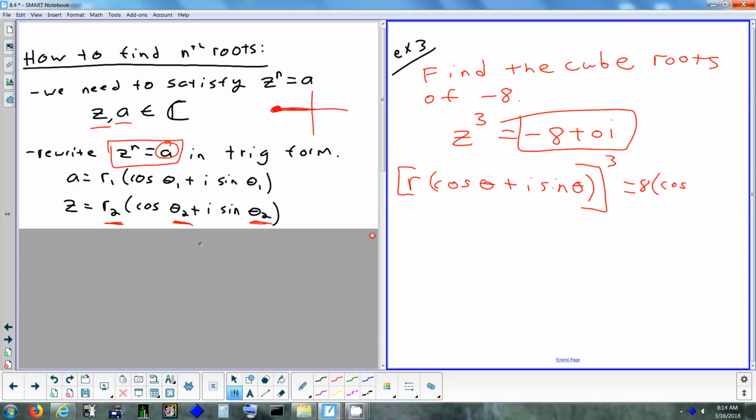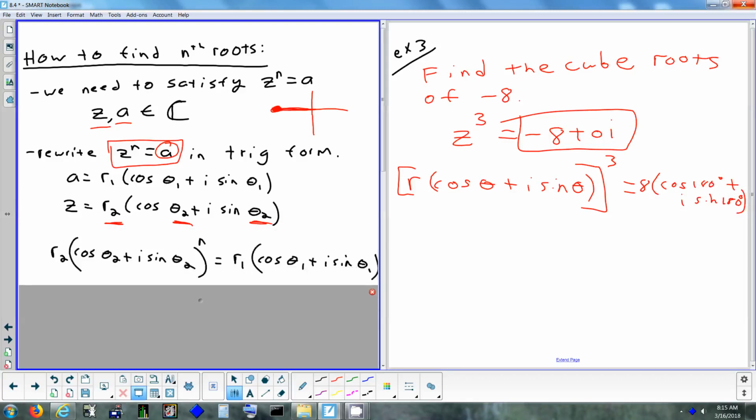Cosine. And now I need the angle. If I'm on the negative x-axis, what's the angle? 180. So we just converted the right-hand side into trig form. So 8 cosine 180 plus i sine 180.